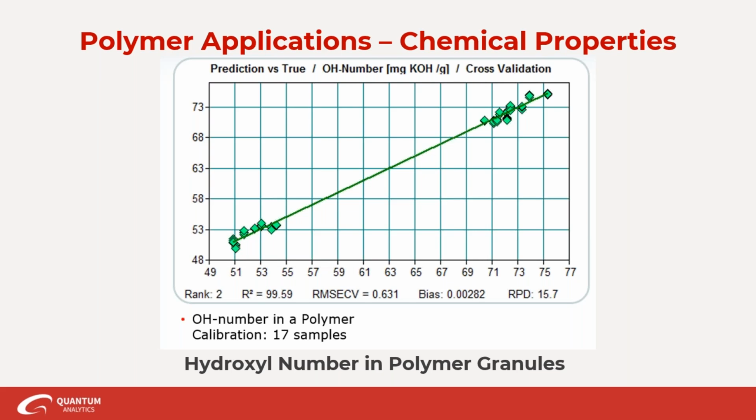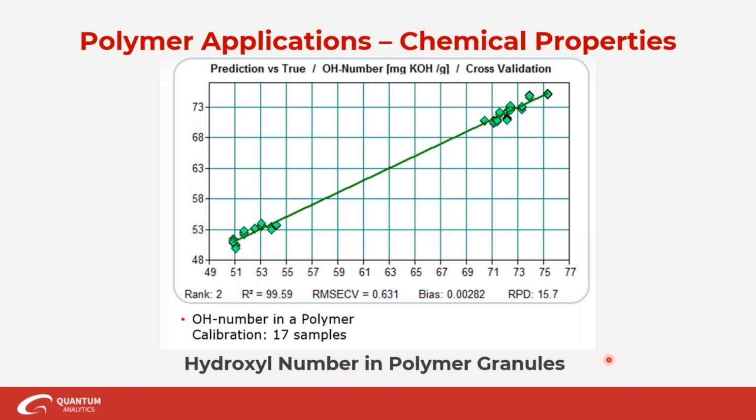Someone sat down with a near-infrared spectrometer, and they had samples of these polymer granules with the reference values already determined for the hydroxyl number. They scanned the samples with the instrument, so you've got near-infrared spectra matched up with the hydroxyl number. And then you use software to build your chemometric model.